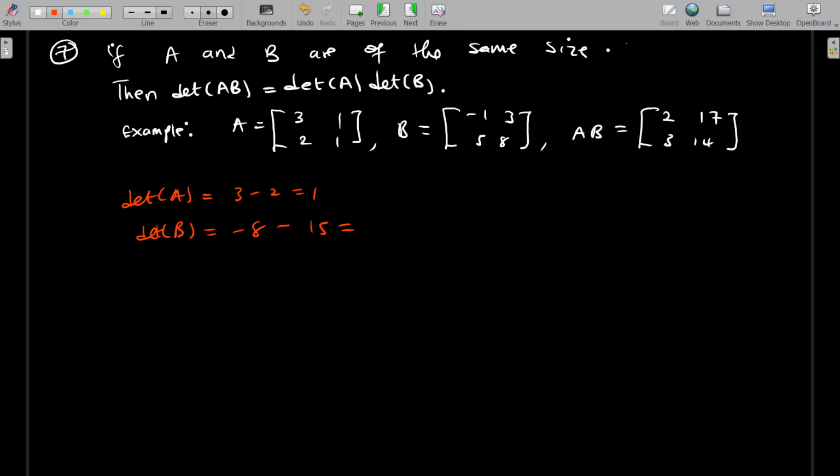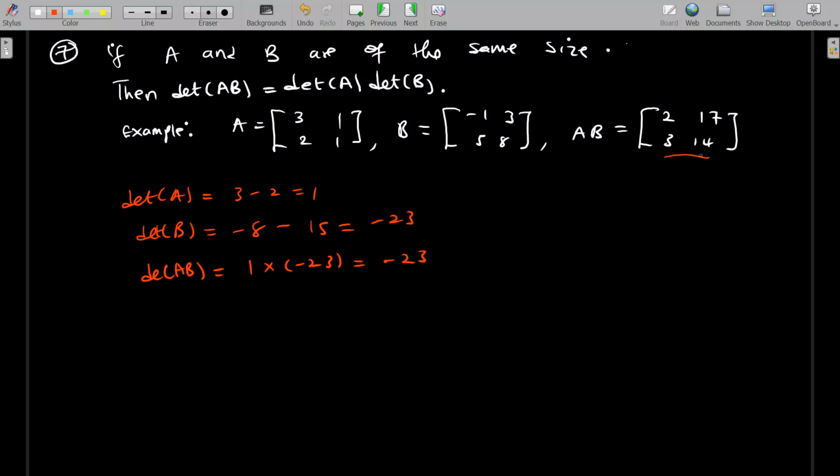what was that? This is question 4. So negative 8 minus 15 is actually negative 23, right? So you have negative 23, and then if you look at the determinant of AB, what this property is saying is that we should have the determinant of A times the determinant of B, and that is negative 23.